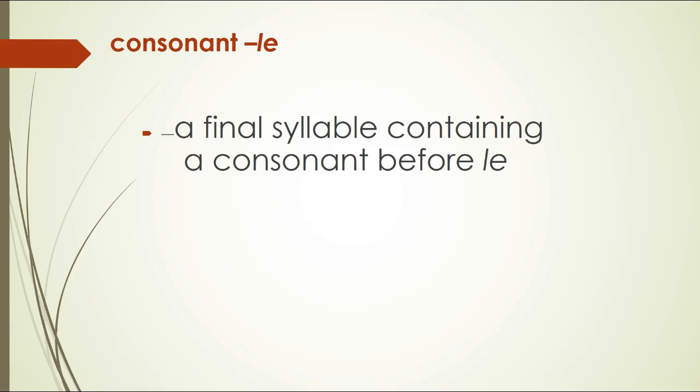Next up, we have consonant-le, and this is a final syllable containing a consonant before we see the letter combination le. This can be found in the word table, the second syllable, or in the word apple, as well as the second syllable in that word. This comes at the end of the word. We see the consonant-le at the end of the word. And if we think about the word turtle, it's making that ull sound. Turtle.